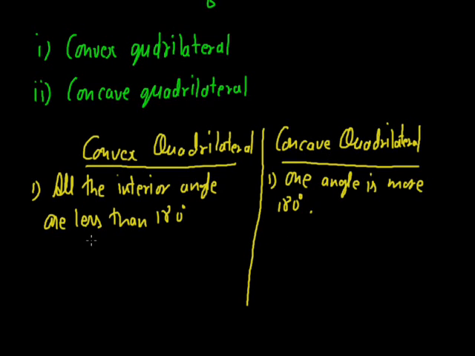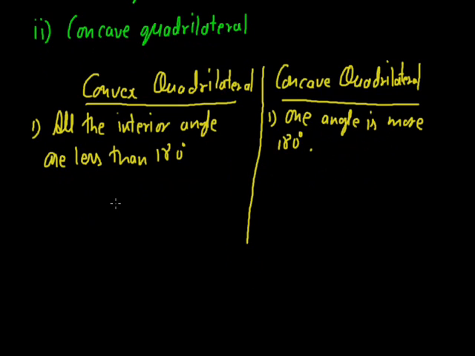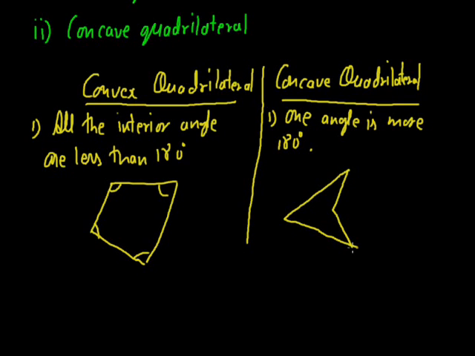Now let's see the diagram of it. Let's say this is a convex quadrilateral. Why? Because here all the angles are less than 180 degrees. So this is a convex quadrilateral. Let's see the diagram for the concave quadrilateral. This is a concave quadrilateral. Why? Because here this angle is more than 180 degrees. So that's why it is a concave quadrilateral.